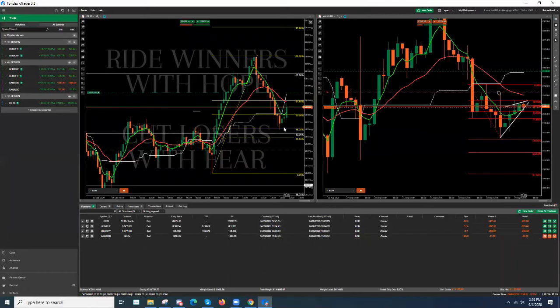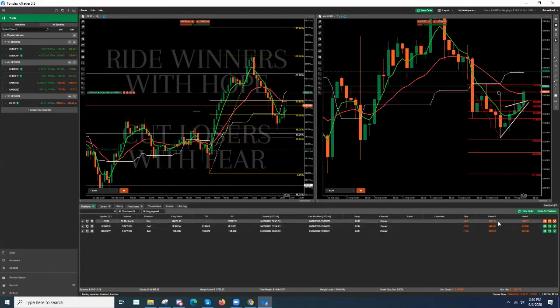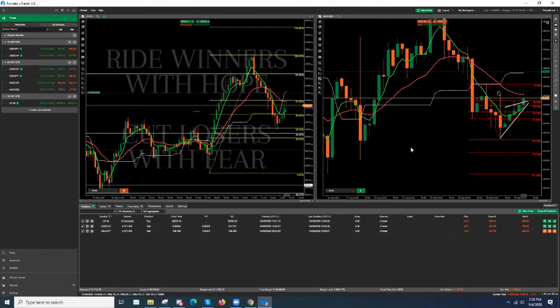The spreads are increasing because volume is increasing. 4 seconds, 3 and 2 and 1. Gold went up. I got stopped out. I'm done with gold. I'm not done with gold. I'll continue monitoring it.